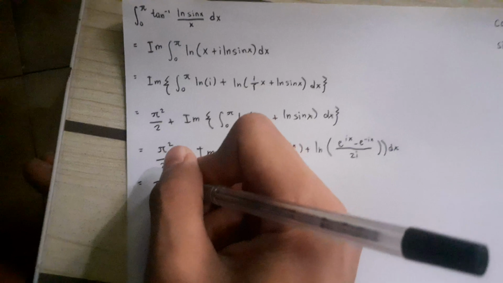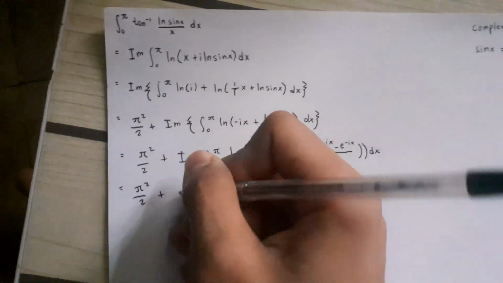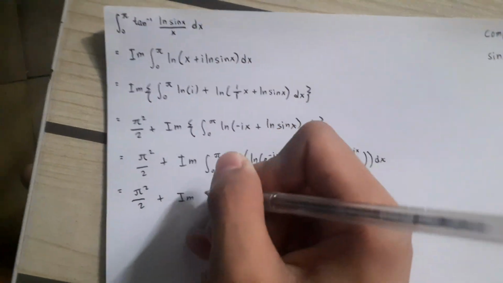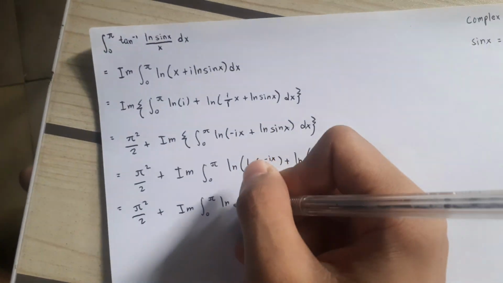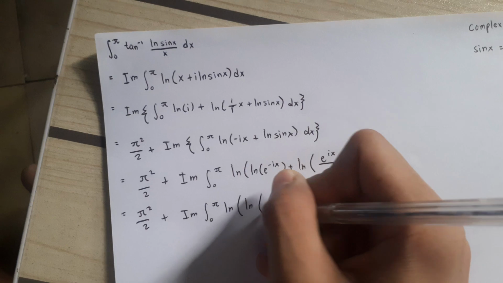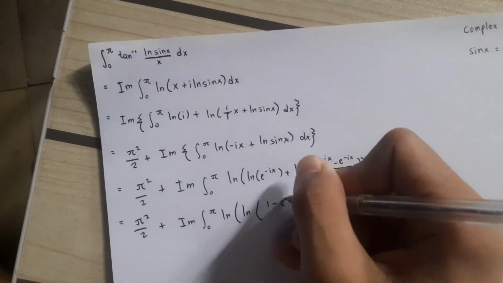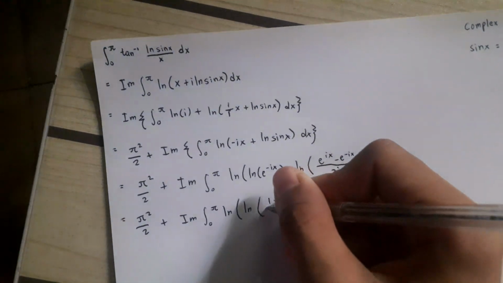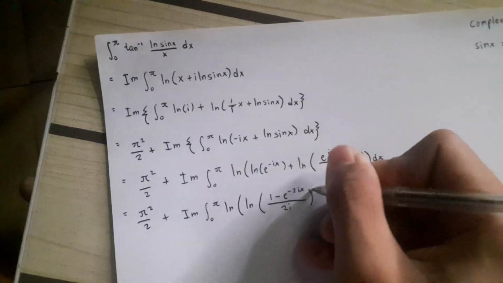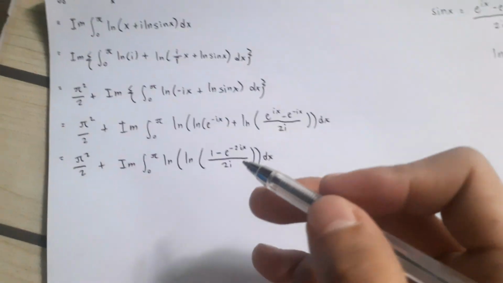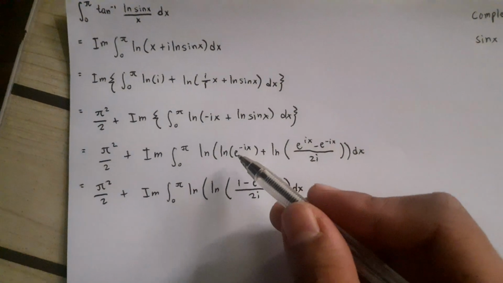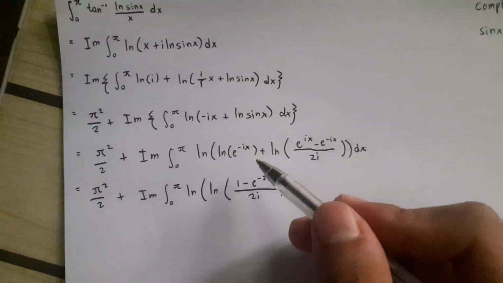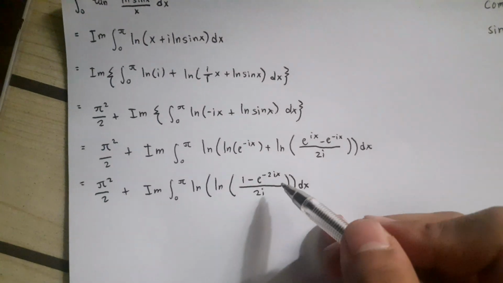This results in pi squared over 2 plus the imaginary part of the integral of ln of 1 minus e raised to negative 2ix divided by 2i dx. Here we just multiplied this function and this function, and it results in this.